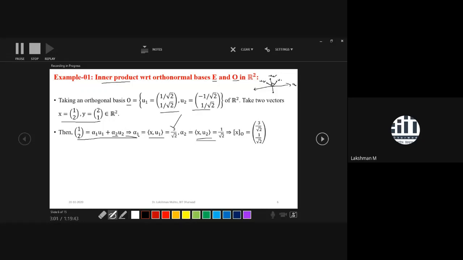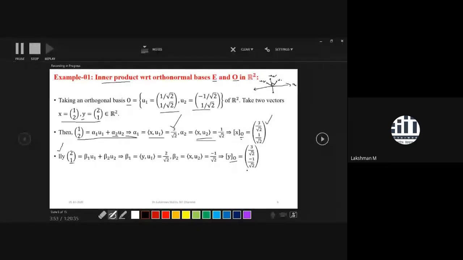So alpha 1 gives the first coordinate of vector x with respect to orthonormal basis O, that is 3 by root 2, and alpha 2 gives the second coordinate of vector x with respect to orthonormal basis O, that is 1 by root 2. So you got the coordinate vector of x with respect to this orthonormal basis. Similarly, you can find the coordinate vector of the given vector y. Y is (2, 1). The coordinate vector of this one with respect to this orthonormal basis would be 3 by root 2 and minus 1 by root 2.